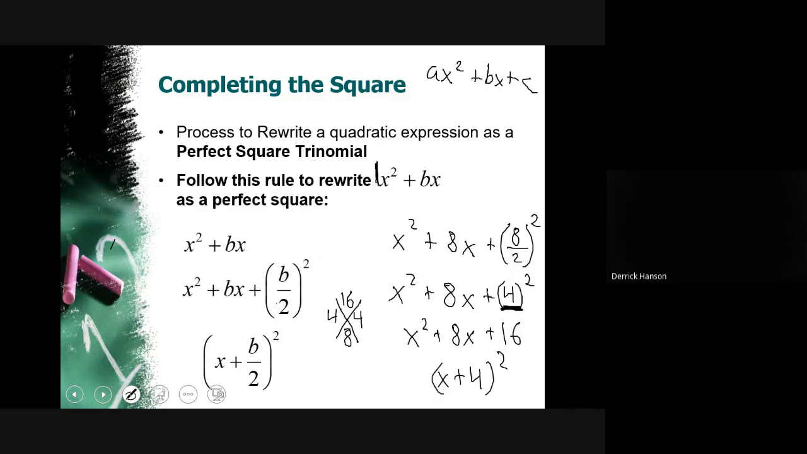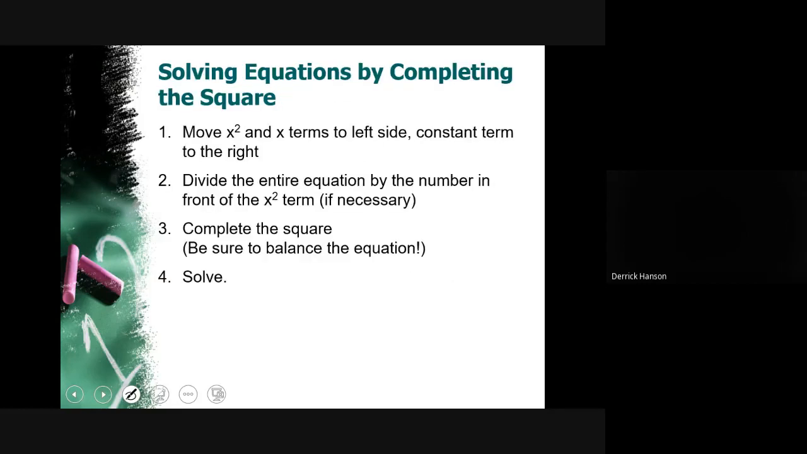Now that's just the process for completing the square. That is not necessarily the process for actually solving an equation by completing the square. These are all your directions for solving an equation by completing the square. I'll give you a minute to write those down real quick.